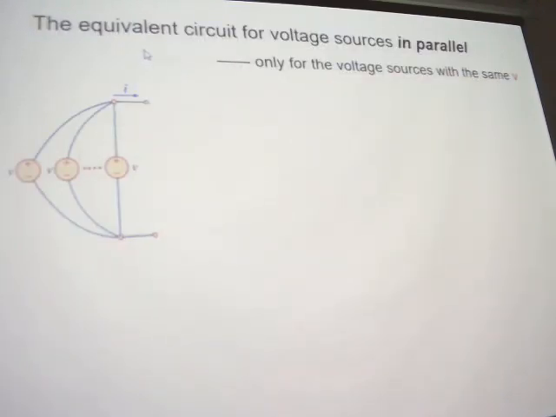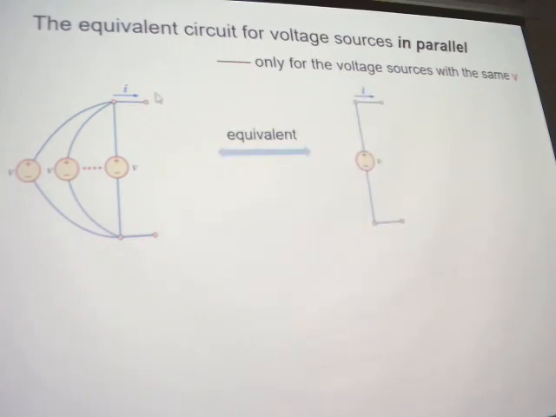Okay. Now we're going to see the equivalent circuits for voltage sources in parallel. Only for voltage sources with the same V. Do you remember we talked about current sources in series? The values of the current sources should be the same. And for this case, we have some voltage sources connected in parallel, and they also should have the same voltage value.